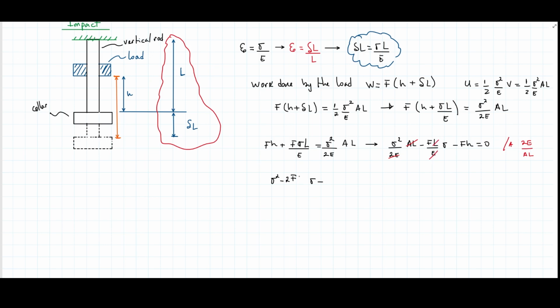Now I have better guidance. So I have 2F divided by A, right? Yes. And what else? This multiplies this, and then this one here. So I have FH, and FH is going to multiply all of these. So this one here, 2E divided by AL. It's going to be equal to 0.